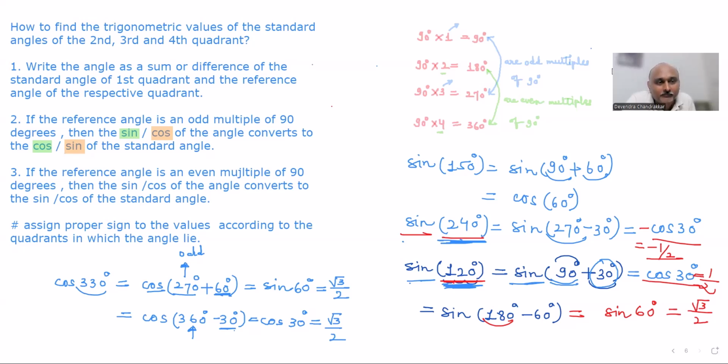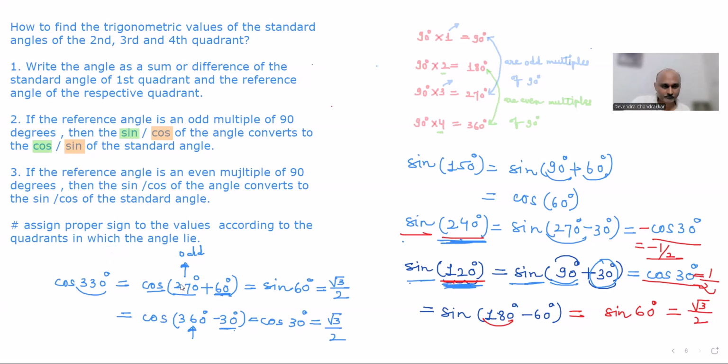Read it. Write the angle as a sum or difference of the standard angle of the first quadrant and the reference angle of the respective quadrant. By respective quadrant, I mean the quadrant of the angle which we are talking about. So the angle here which we are talking about is 330 degrees, right? Viraj, 330 degrees lies in which quadrant, beta? So fourth quadrant. And what are the reference angles for the fourth quadrant?